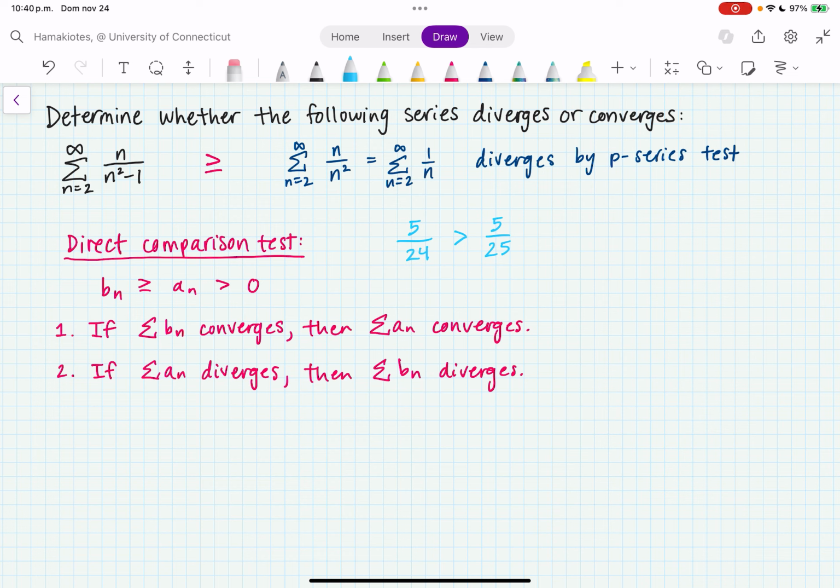Now, we have that this is Bn, and this is An. And what do we know? Well, we know that the sum of the An diverges, which means that the sum of the Bn diverges. Therefore, we have that this sum diverges by the direct comparison test.